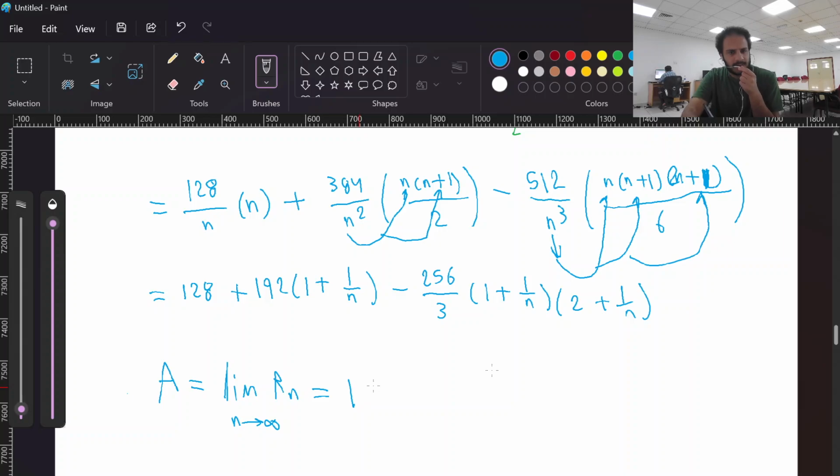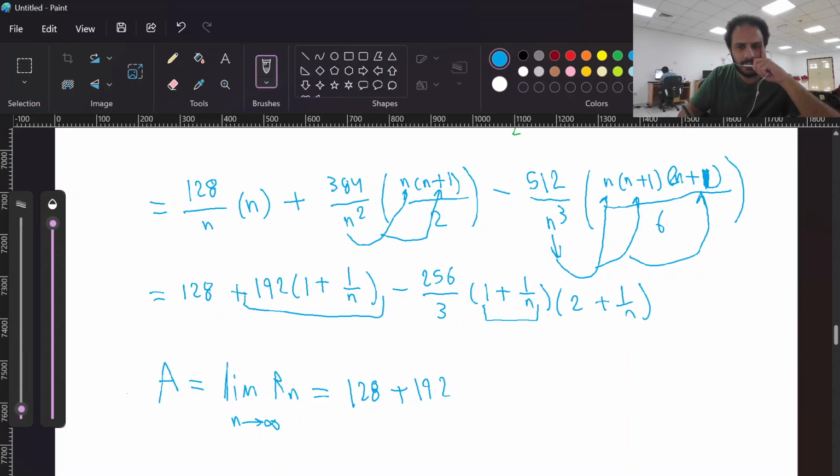The limit of a constant is just the constant. What's the limit of the second term? 192, because 1 over n goes to 0. Yes, thank you. So 192. The third one: here 1, because 1 over n is 0. Here 2, because 1 over n is 0. So 2 times 256 over 3. So we got 512 over 3. Then when you simplify, you get 149.3 repeating.